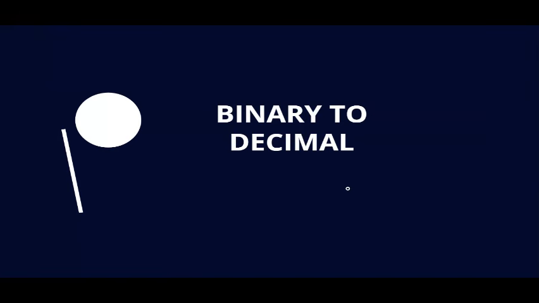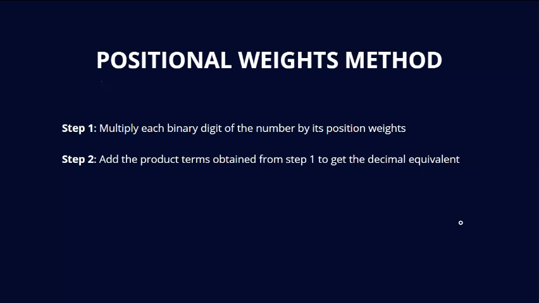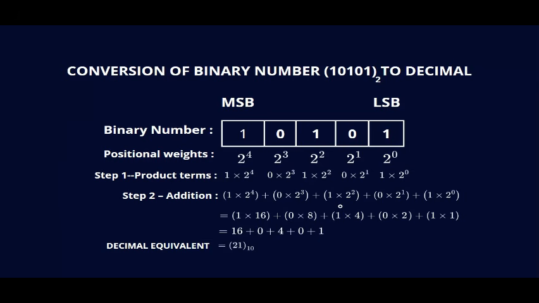Let us now discuss the binary to decimal conversions. For conversions to the decimal number system, we can use the positional weights method. In this method, each binary digit is multiplied by its position weights, and the product terms so obtained are added together to get the decimal counterpart. Let us see this with the help of an example.